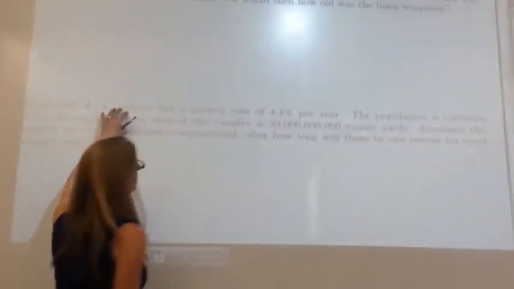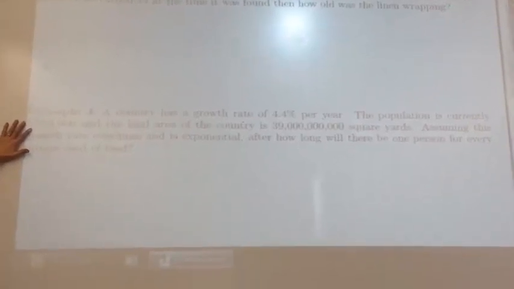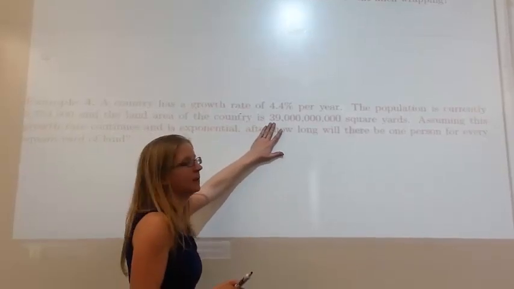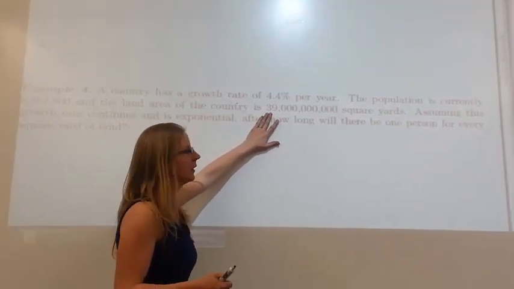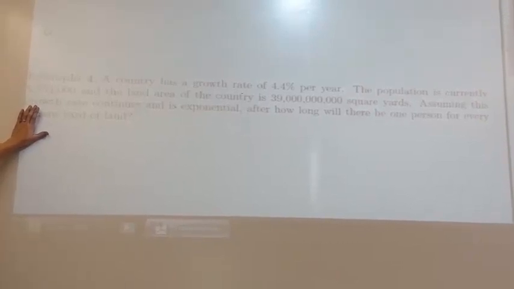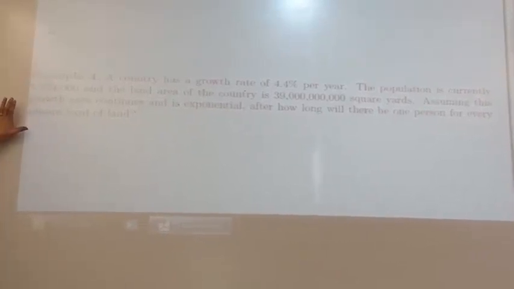So let's look at this one. A country has a growth rate of 4.4% per year. The population is currently 5,554,000. And the land area of the country is 39 billion square yards. Okay. Assuming this growth rate continues and is exponential, after how long will there be one person for every square yard of land?